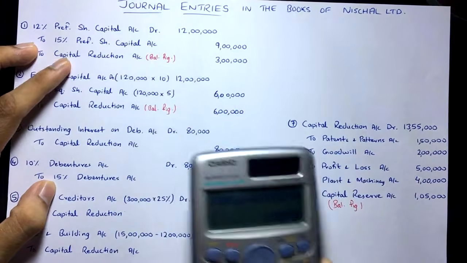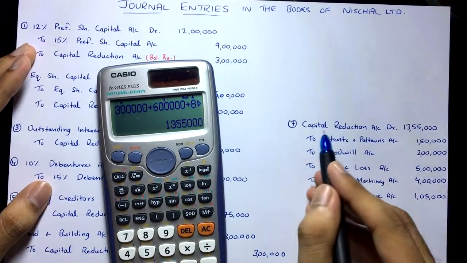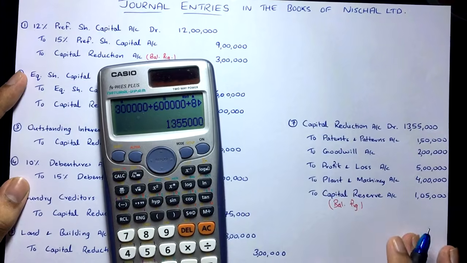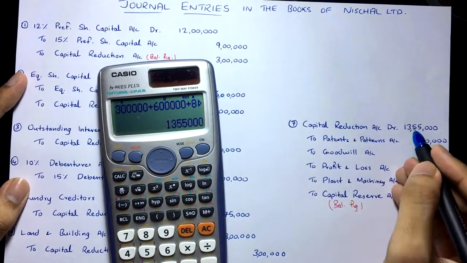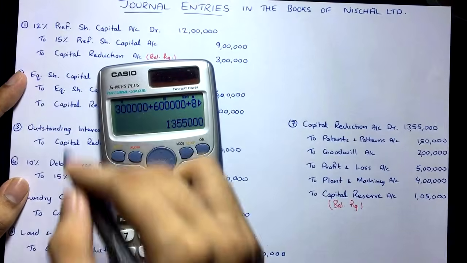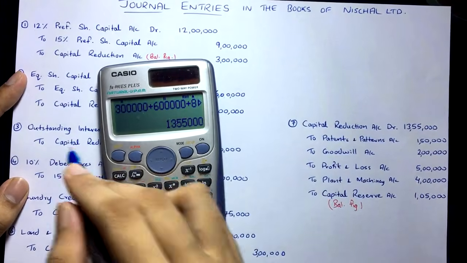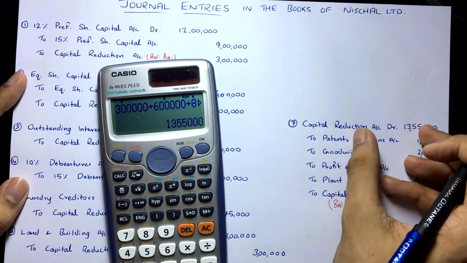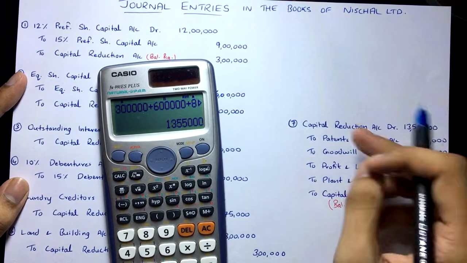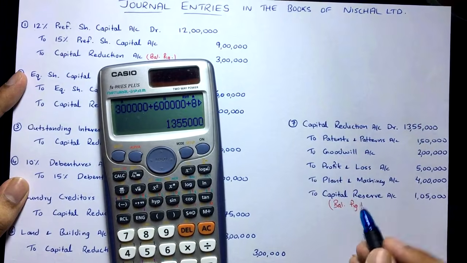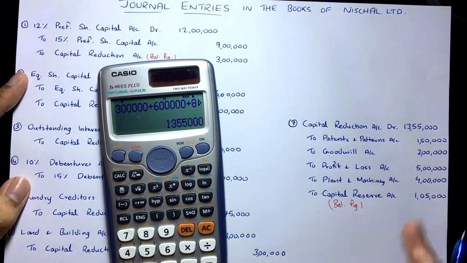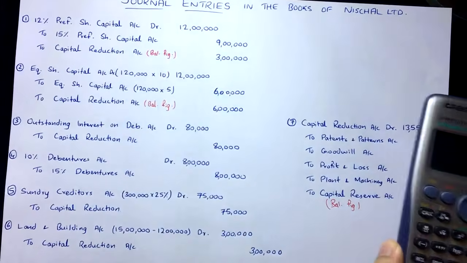So here it was credited. Now to use it, we are going to debit that. Capital reduction account debit 13,55,000. The total amount, whatever is there on the credit side of capital reduction, you are going to take it to the debit. You are closing the capital reduction account and utilizing it to write off everything. And then if there is any balance left, that will go to capital reserve. Simple as that.